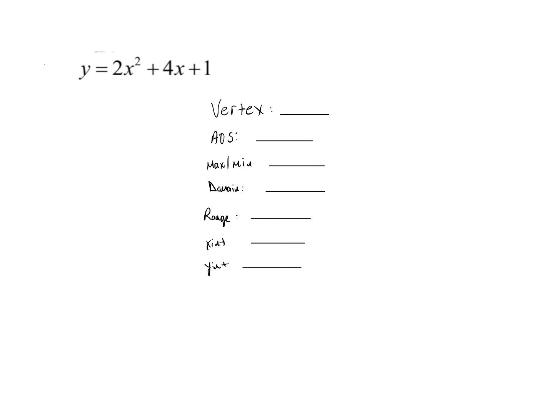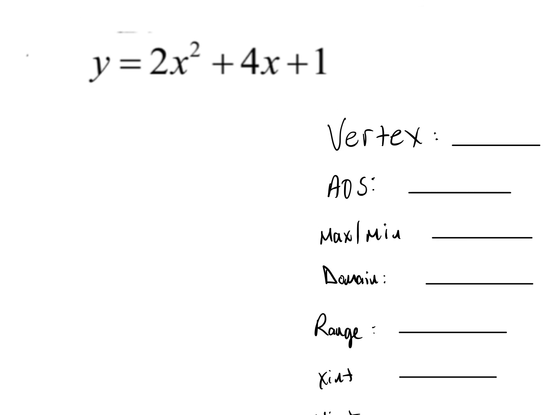Alright, so first thing we should do is what? Find the axis of symmetry. What's our axis of symmetry formula? Negative b over 2a. What's our b? So negative 4 over 2 times, what's our a? 2. So this is negative 4 over 4, which is negative 1. So the axis of symmetry is x is equal to -1.